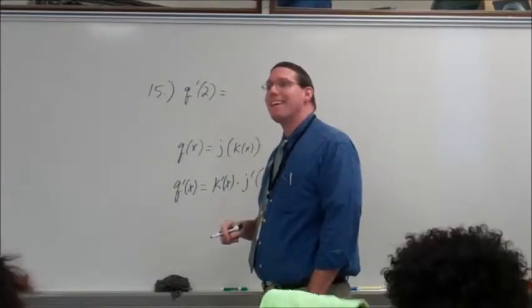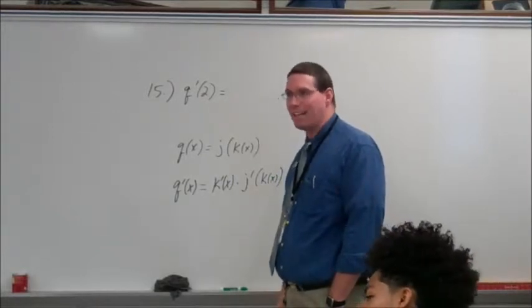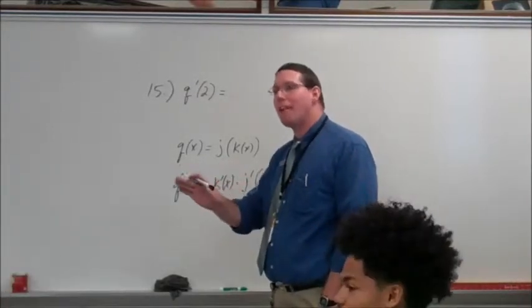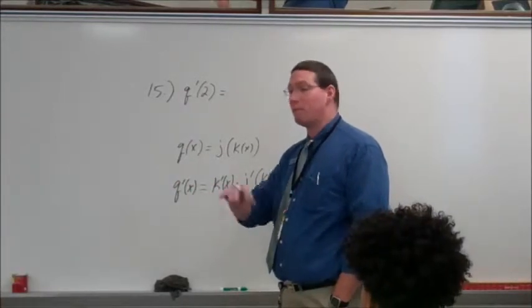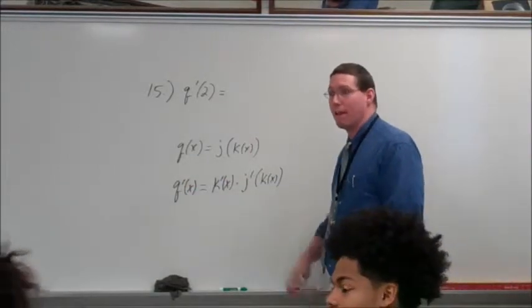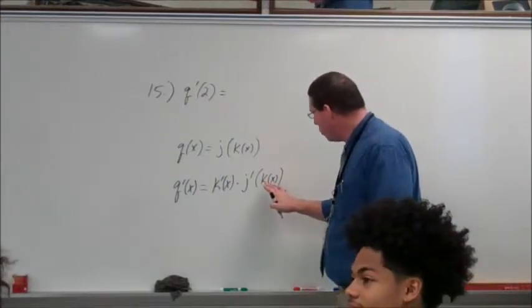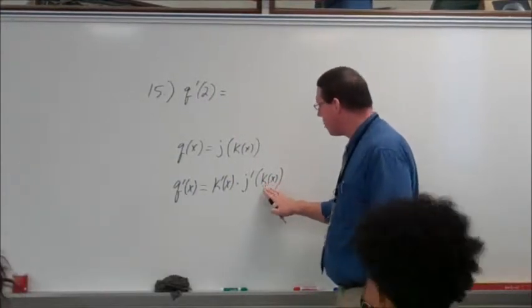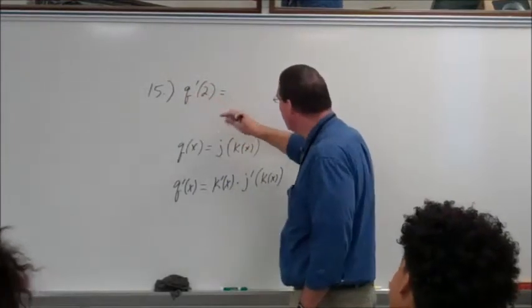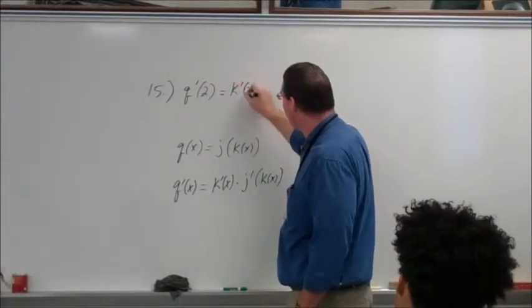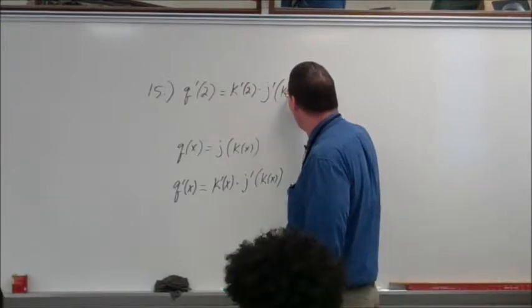Yes. That is exactly right. Remember the other day when I overrode your definition with my definition? I'm not doing that. That was perfect. What you just said was better than anything I could have said. You are going to find out what k of x is and then plug it in for j prime of x. So if we want Q prime of 2, then we want k prime of 2 times j prime of k of 2.